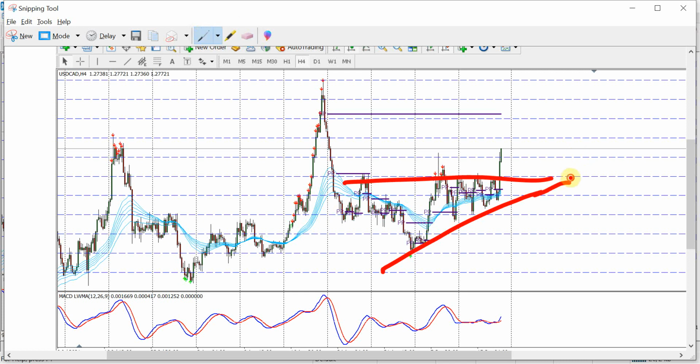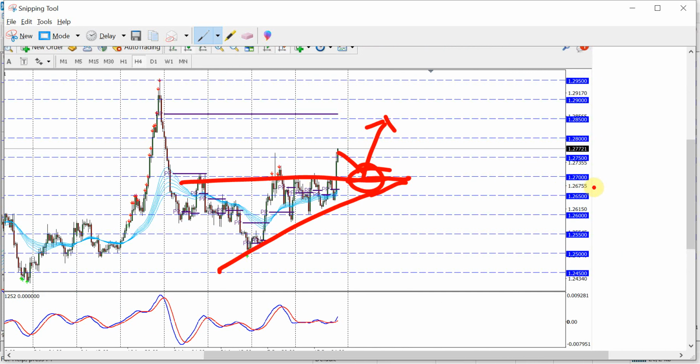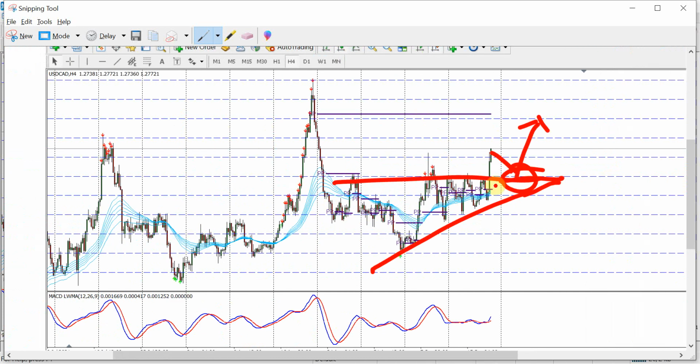Let's clean that up slightly. It's broken out of, and what I really want is that move. That's the move I'm looking for. So price gets back to that area, which is 1.270, and we should be in a good place from that.